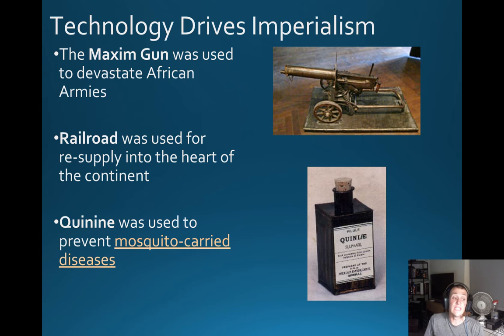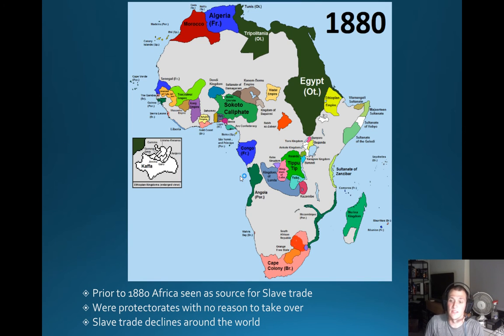You're going to have the machine gun, the Maxim gun, which is going to be used to devastate African armies, right? And you're going to have quinine, which is going to be used to prevent some of these mosquito diseases, things like malaria in particular, and that's that, right? All of a sudden, whereas they failed previously, they're going to be able to push into Africa, right?